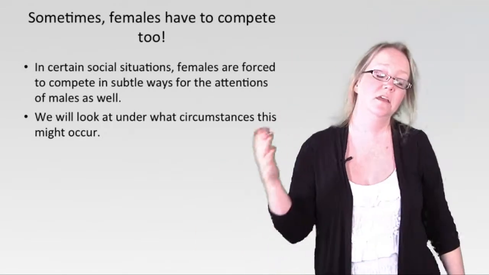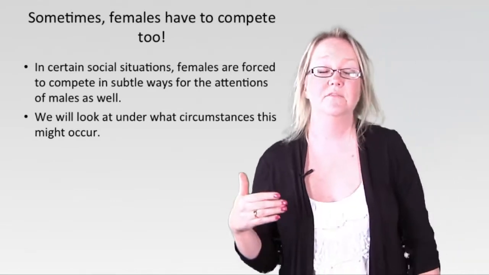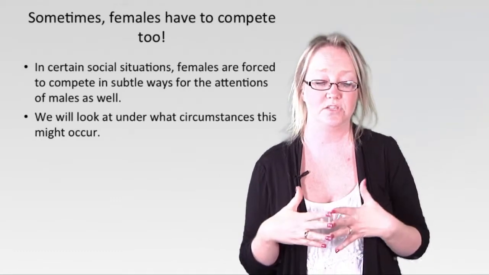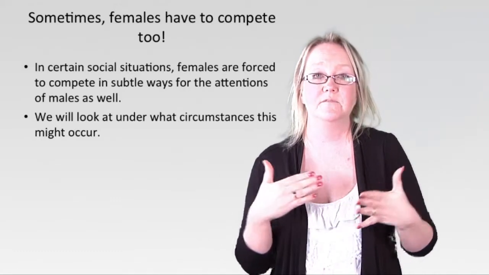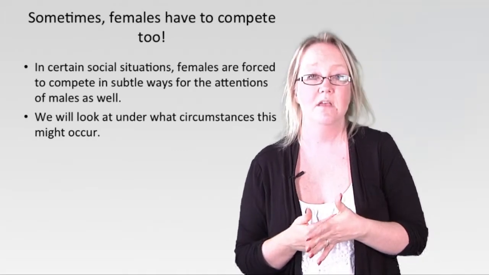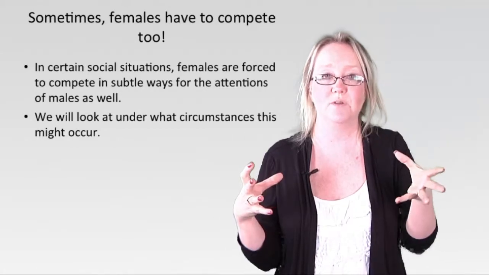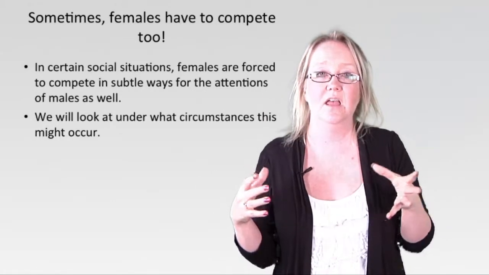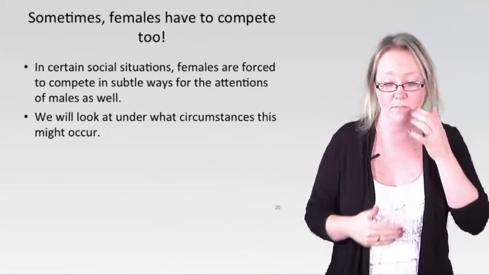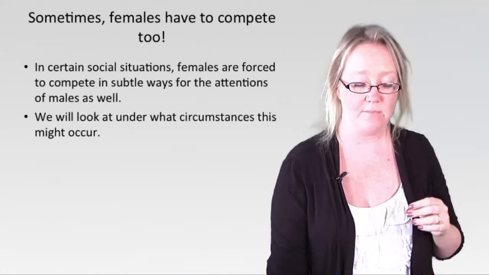And then in the third week of animal sexual selection, we're going to look at female competition. Females do compete. They compete in different ways than males do, but we're going to look at female competition and how that type of competition happens. Looking at different mating situations, social situations, and groupings, and why females would have to compete with each other for access to the males. So we're going to look at under which circumstances that might occur.